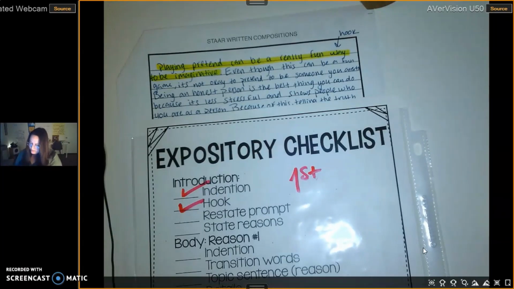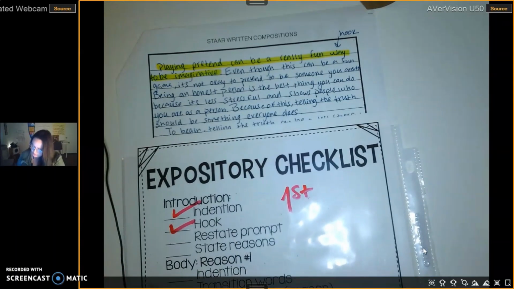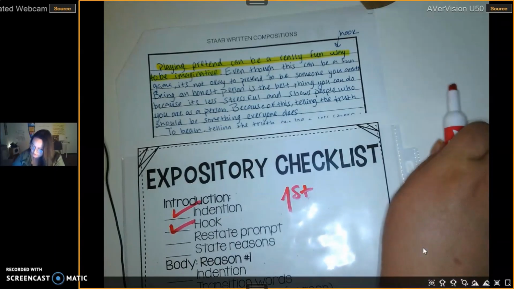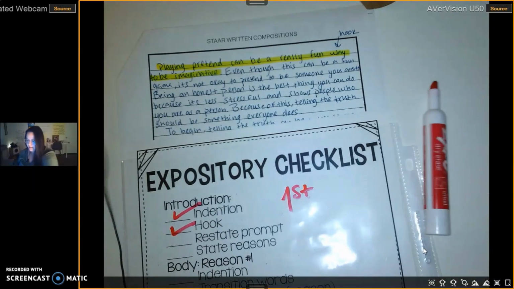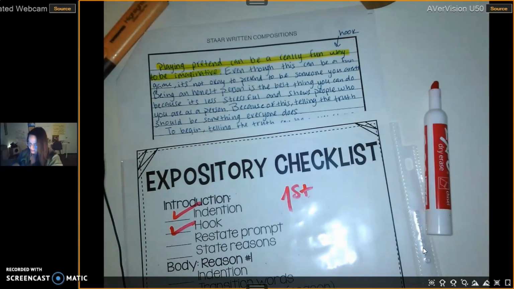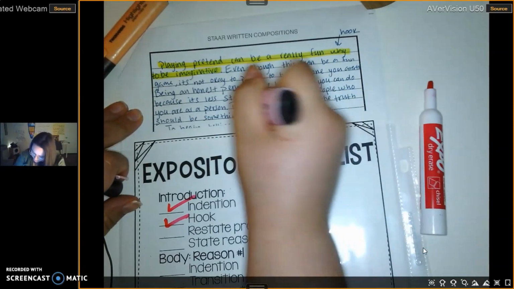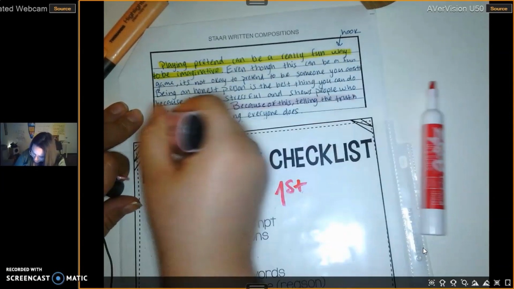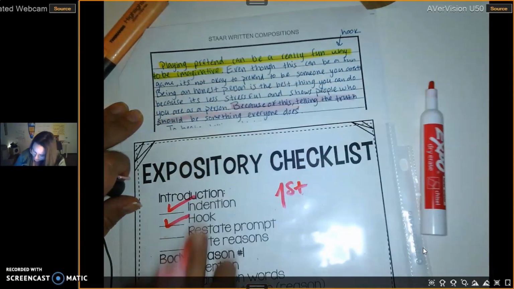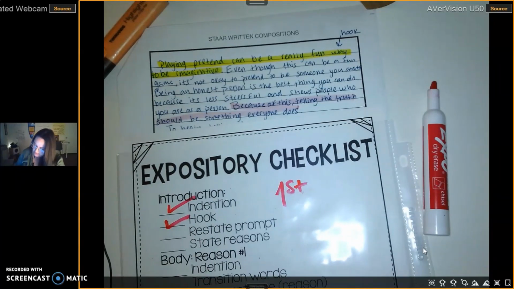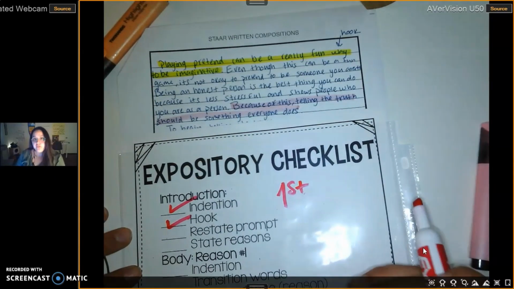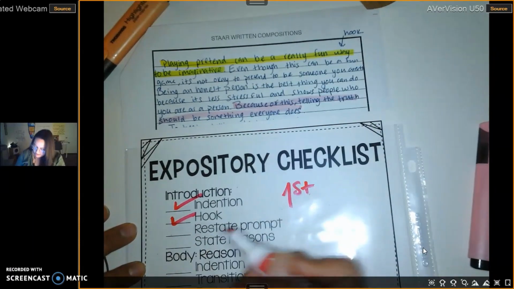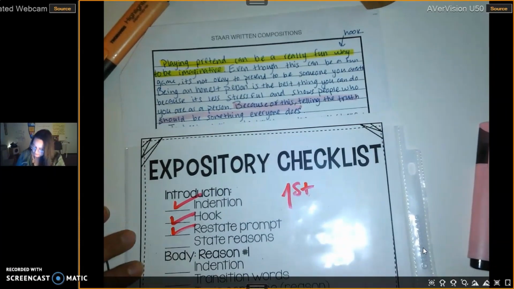Restate the prompt. Even though this can be a fun game, it's not okay to pretend to be someone you aren't. Being an honest person is the best thing you can do because it's less stressful and shows people who you are as a person. Because of this, telling the truth should be something everyone does. So there's me restating the prompt right at the end. This one doesn't have to be in order. I showed you that you can do it. You can do this one first or this one. It doesn't matter. You can do either one first as long as it flows in the essay. So I have my restate the prompt.